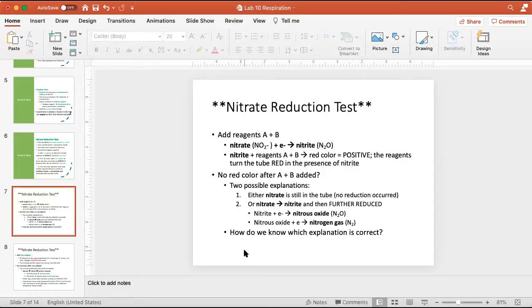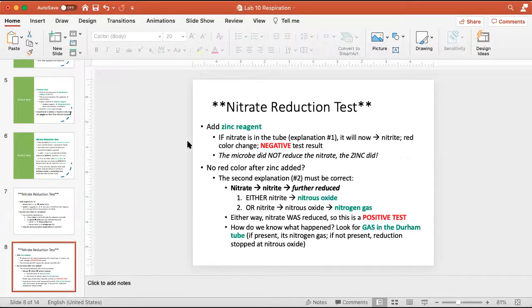We add zinc. We have to add zinc to distinguish between these two. So we add the zinc reagent, this metal powder, into the tube. If the nitrate is still in the tube, that was explanation number one, the zinc metal will reduce it into nitrite, and the tube will turn red. But that's a negative test result.